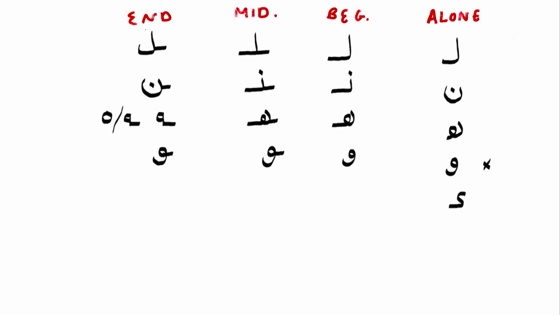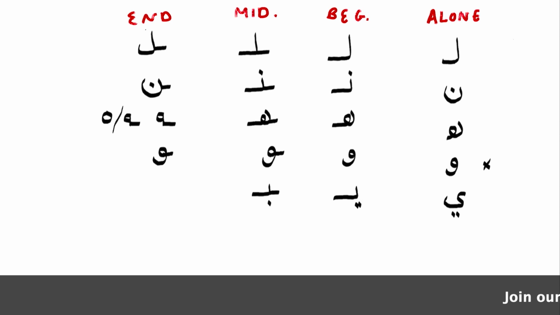As you know, ya looks like this, and then it has 2 dots on the bottom. So at the beginning of a word, ya takes the exact same form as ba, ta, tha, and noon. So it's just a straight line and then a connecting line to connect it to whatever's after it, and then 2 dots at the bottom. Likewise, when ya is in the middle of a word, it takes the same shape as ba, ta, tha, and noon. So it has the connecting line to connect it to whatever's before it, and then the ya itself, and the connecting line to connect to whatever's after it, and of course 2 dots at the bottom.